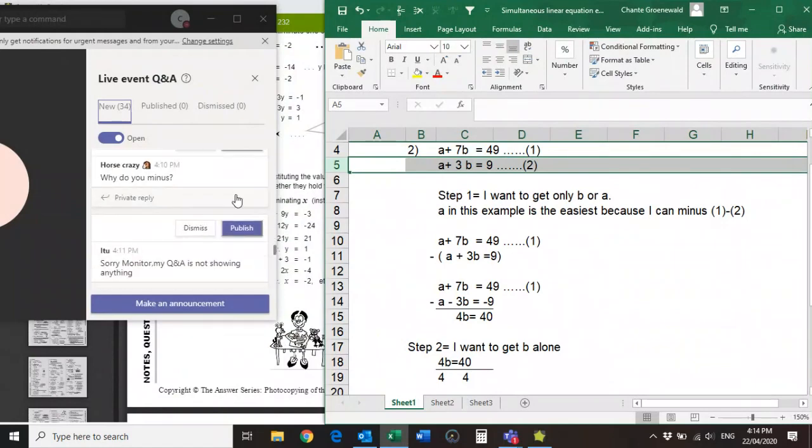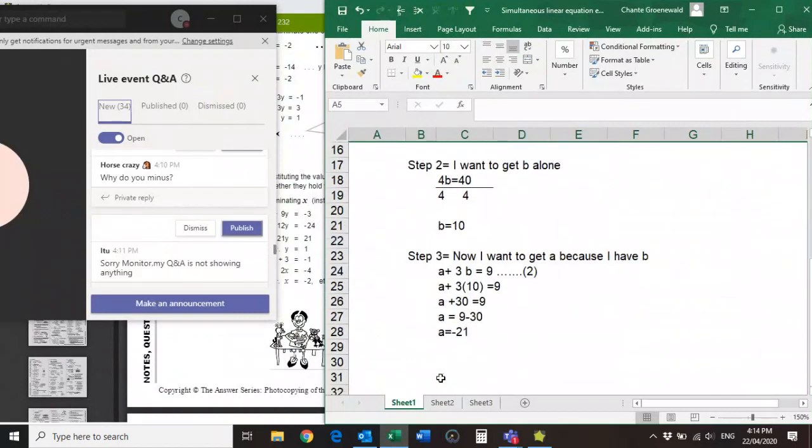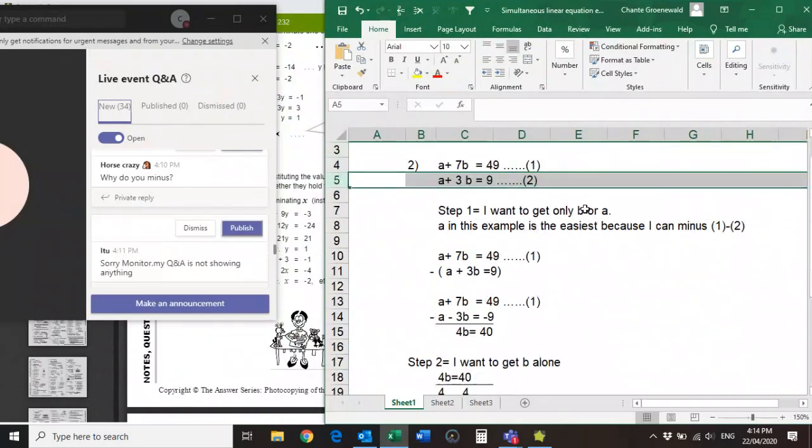Why do we minus? We need to minus for the basic reason that I want to get either A or B alone. The reason for that is because I have two unknowns. So first I'm just going to get one unknown, which was B, and then I'm going to get the second unknown, which is A. In order for me to get B alone, I need to eliminate A. That's why I'm minusing. Sometimes you're going to add, it all depends on the number in front of your A or your B or your X or your Y, so that you can get one of these terms away.